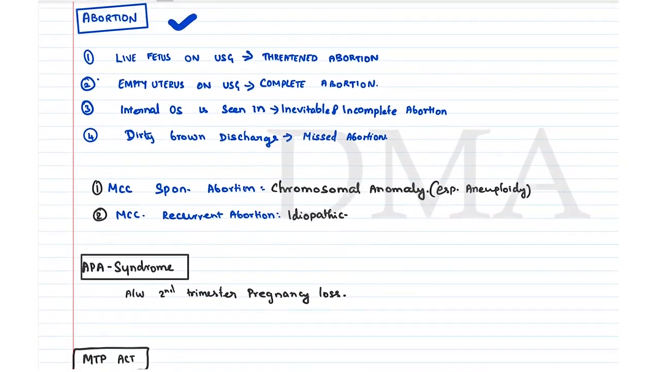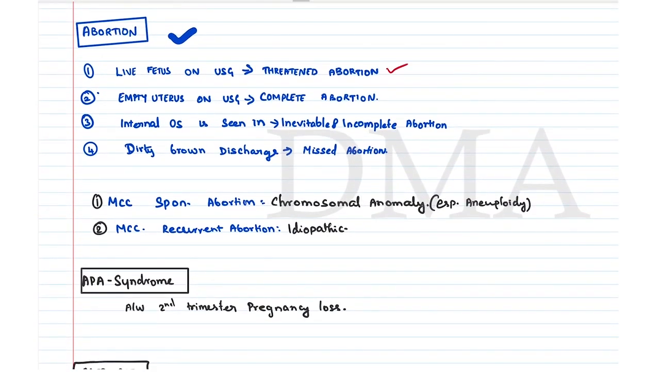Okay, next important thing is abortion. Live fetus on USG means it is a threatened abortion. Empty uterus on USG means it is a complete abortion. The cervical internal os is open in inevitable and incomplete abortion. In the rest of the abortions, it will be closed. Dirty brown discharge is seen in missed abortion.